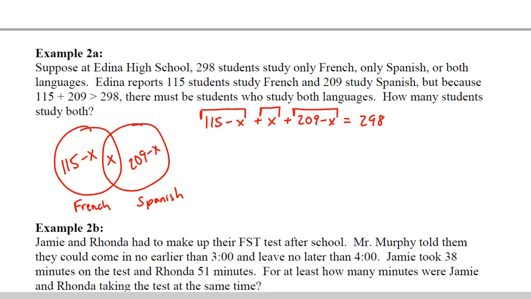So now let's combine like terms. Now 115 plus 209, we can combine those together, and we get 324. Now negative x plus x is 0 x's, but then I have this minus x over here, equaling 298. So now I could subtract 324 from both sides, and if I do that, this would still be a negative x, but if I subtract 324 from 298, I get negative 26. So x equals 26. In other words, there's 26 students that are studying both languages. So we were able to use algebra to figure that one out.